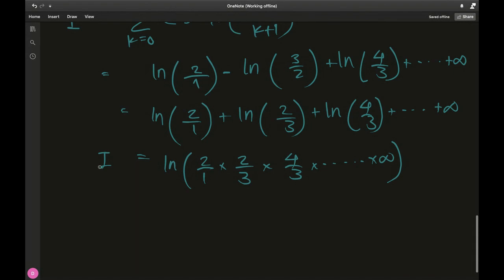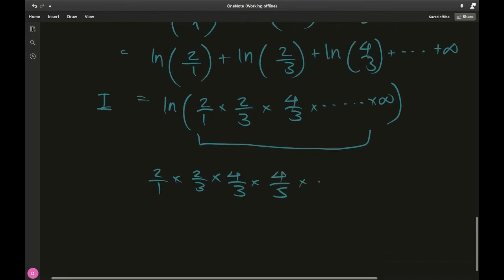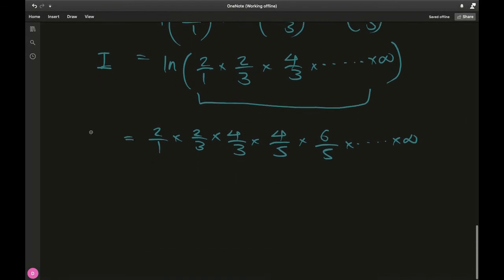That is actually our product. And this product, it turns out, of 2 over 1 times 2 over 3 times 4 over 3 times 4 over 5 times 6 over 5, going on till infinity. I hope you see the pattern here. If you don't, we still have the next page where we prove this. This product is actually called the Wallis product.